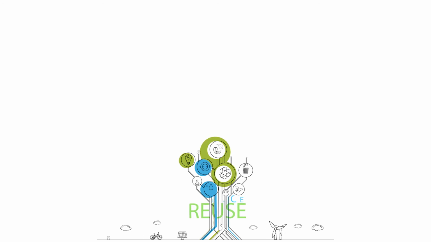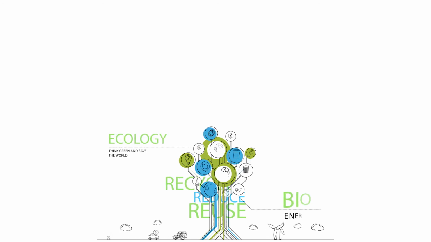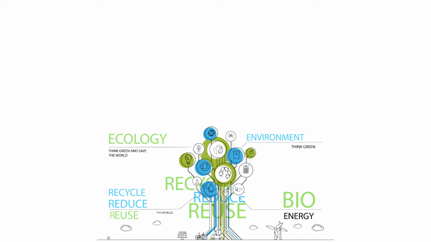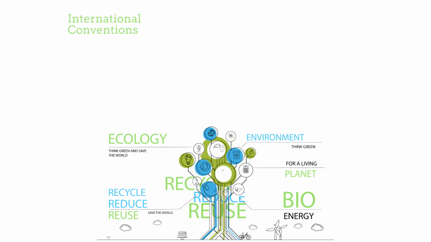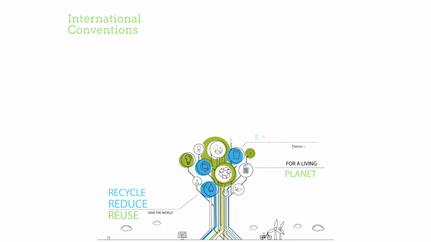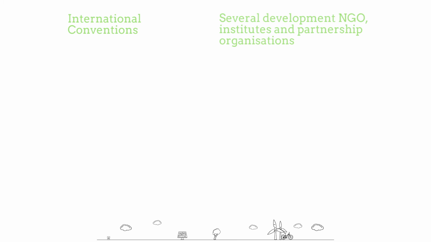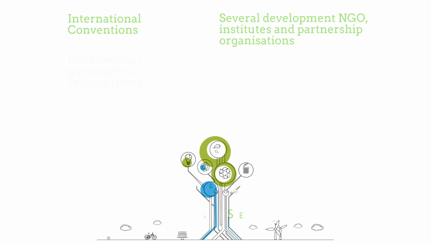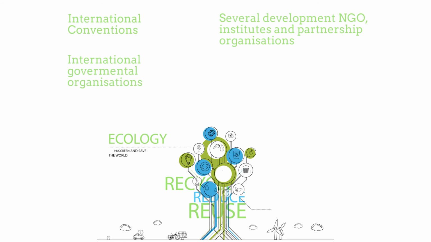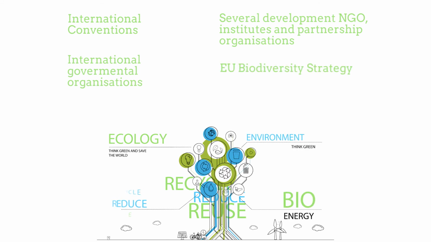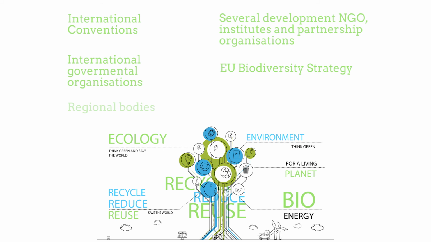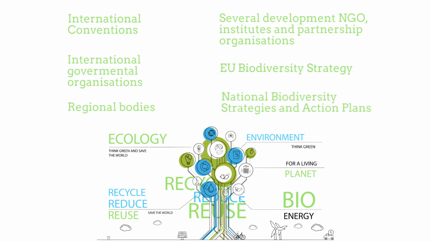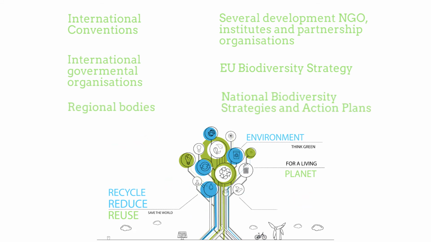Seeing how important mainstreaming is, there are a number of actors in the international development cooperation arena that support it, such as international conventions, for example, the Convention on Biological Diversity, several development non-governmental organizations, institutes, and partnership organizations. Also, it is supported by international governmental organizations, by EU biodiversity strategies, by regional bodies, and also by national biodiversity strategies and action plans.